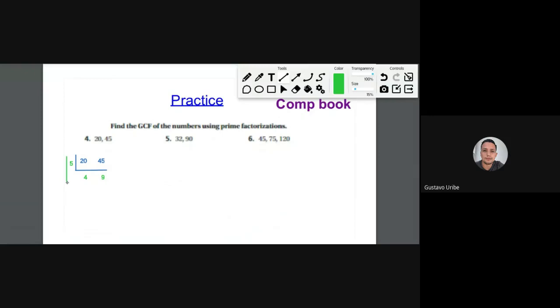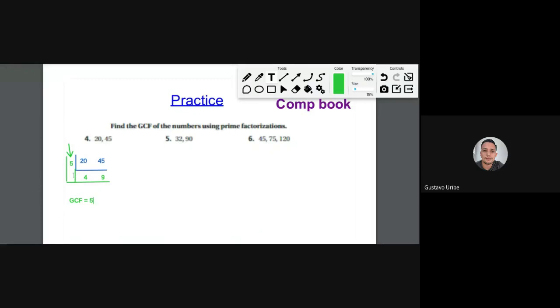So I'm going to go ahead and make another L here, and this number coming straight down. So I'm going to go ahead and actually close this right here. This number in this section is my greatest common factor. So the greatest common factor of these two is actually 5.